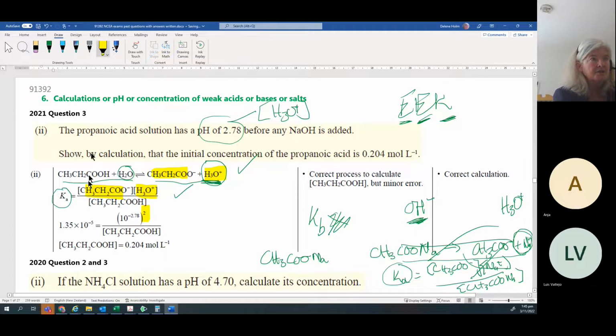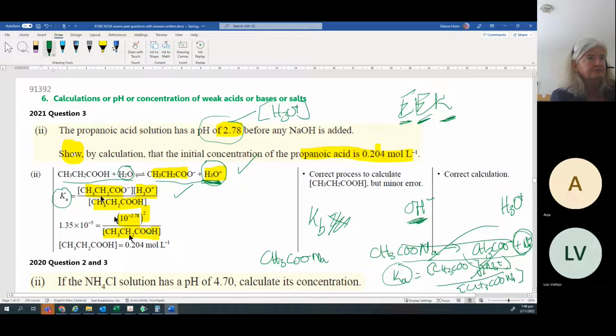Okay. And this bit over here, you can see is how I get the antilog of this pH to be able to get the hydronium ion concentration. And we are told that my propanoic acid is 0.204. So this is 0.204. They should have substituted. Oh, you've got to show. So whenever you're asked to show something, you've got to calculate it. So that's why they've done this as an unknown. And you can see they landed up with the right answer.